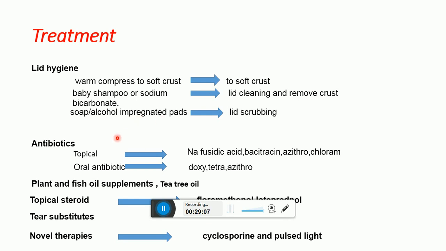Lid cleaning is performed mechanically. Mechanical removal of crust and other debris, scrubbing of the lid margin with a cotton bud or clean face cloth dipped in warm dilute solution of baby shampoo or sodium bicarbonate. Commercially produced soap and alcohol impregnated pads for lid scrubbing are available and highly effective. Care should be taken not to induce mechanical irritation.